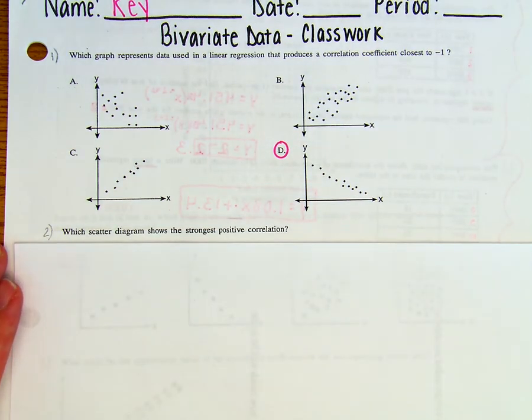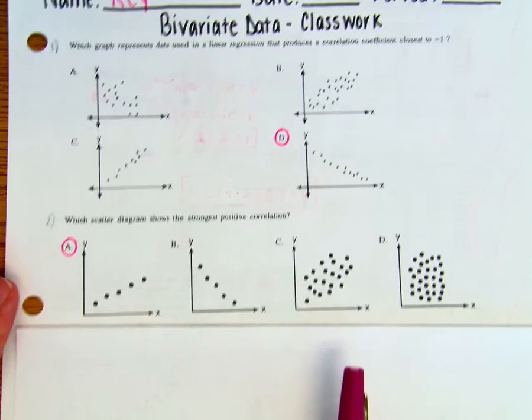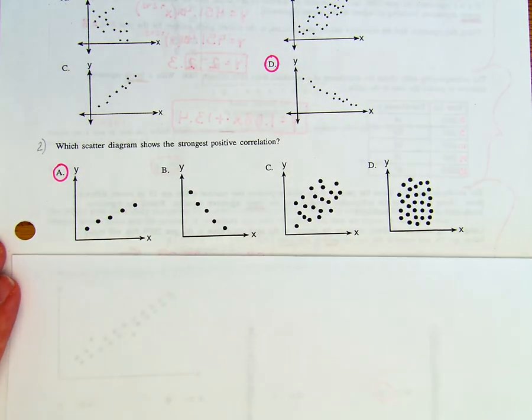Next question says, which scatter diagram shows the strongest positive correlation? So again, strongest would be what's closest to a straight line. Positive is in the direction going up from left to right, so that would be option A, because it goes up from left to right.